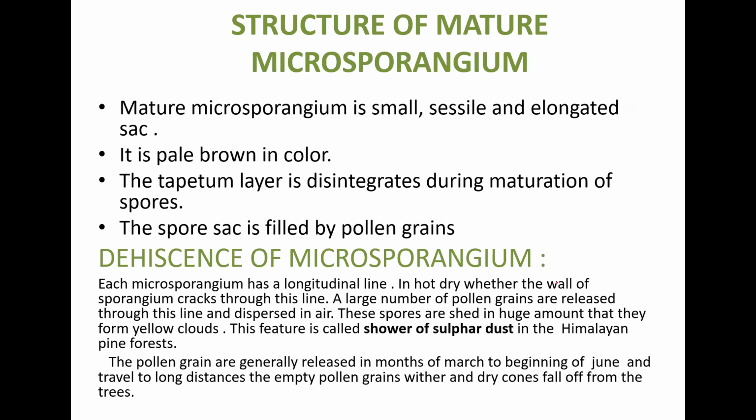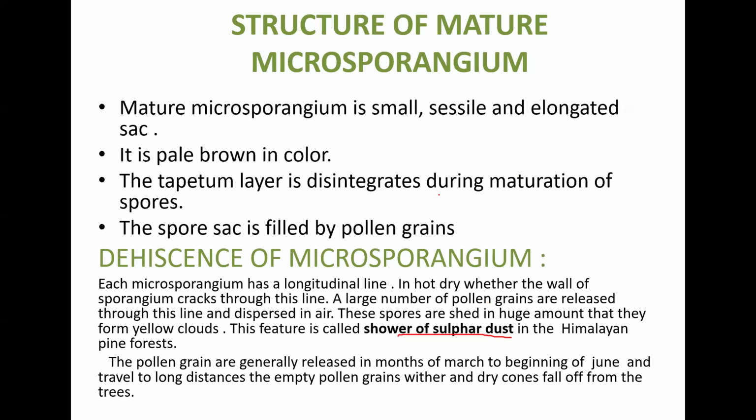Now, at the time of favorable conditions, each microsporangium is going to have a longitudinal line, and the sporangium will crack at that particular line, and a large number of pollen grains are released into the air. As they are yellow in color, it appears like a shower of sulfur dust. Sulfur generally is yellowish in color. So when this microsporangium breaks, all the pollen grains from it are spread into the air in the form of a shower of yellow color. We call it dust.